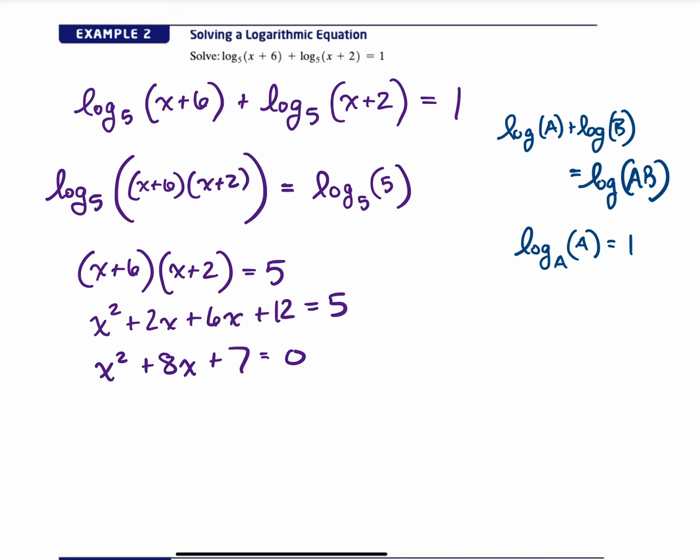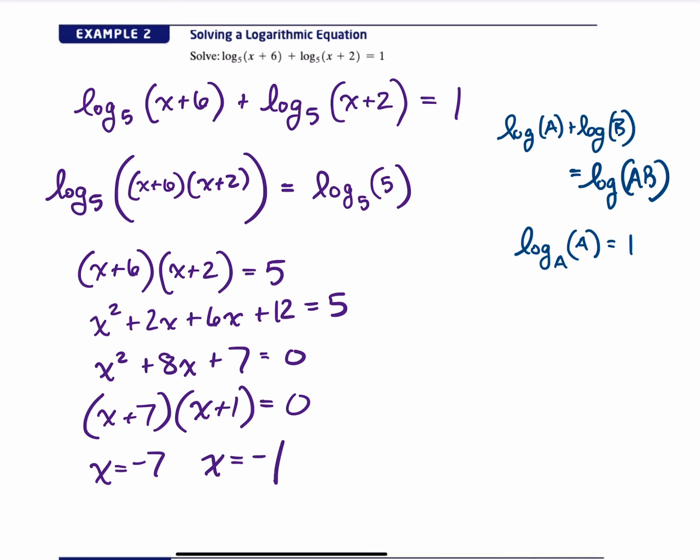Now factors of 7 that add up to 8, well that would be 7 and 1, so x plus 7 times x plus 1 equals 0. Let's set them both separately equal to 0 and solve. You should get that x equals negative 7 and x equals negative 1. Hopefully solving the quadratic stuff, you're comfortable with that at this point. If not, it might be worth returning back to some of those basics. We have 2 negative answers.